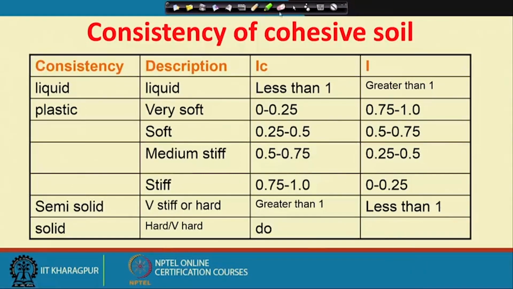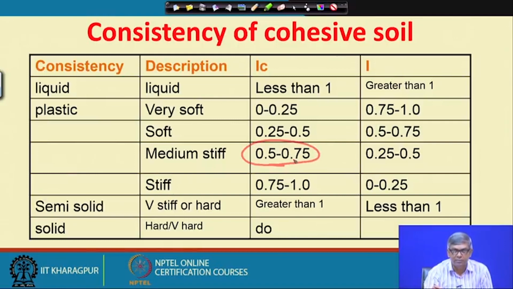So, this is the range, that means 5.8 for soil A. That means this soil is medium stiff, consistency is medium stiff, and soil B is having 0.25, that means this one. So, this consistency is very soft. So, soil A is medium stiff and soil B is very soft, that is one thing.